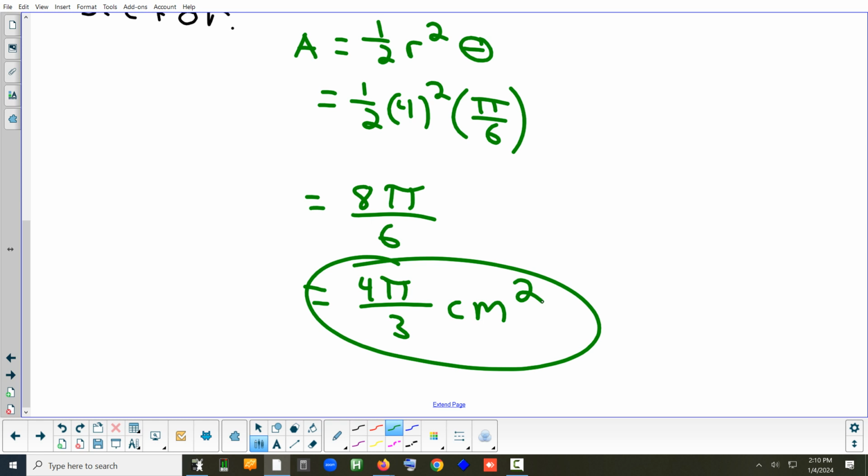If they wanted a decimal, you just type it in on the calculator and change it to a decimal. Questions on how we got that? So what you did was you took 4 squared, 16, divided by 2 would be 8, times pi divided by 6. And then I just simplified it.